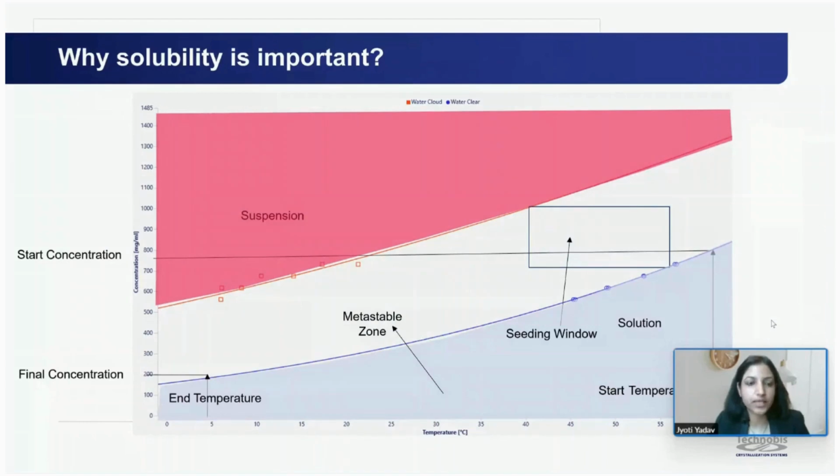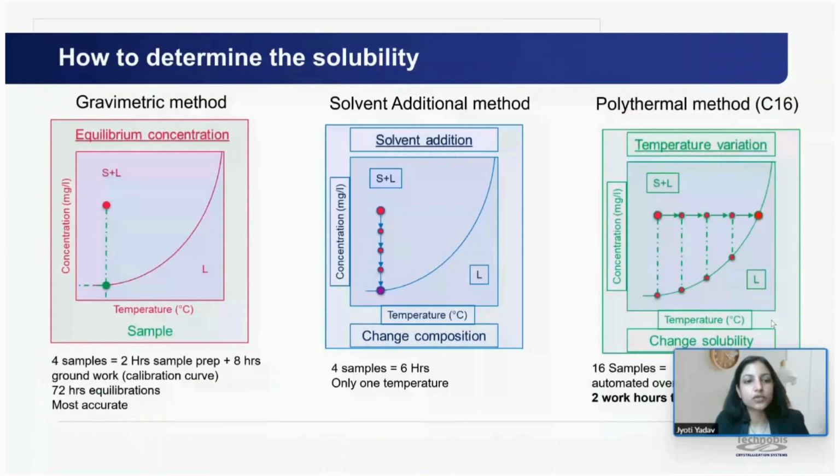Next, how do we measure the solubility? So there are three different methods to determine the solubility. First is the gravimetric method, also known as equilibrium concentration method, in which you add the known amount of compound or material in a solvent at a given temperature and keep it stirring for a long duration. After that, you filter the solution, and from the undissolved compound, you can determine the solubility. This method is considered to be most appropriate, but it is very time consuming. For one solubility curve, it can take few days.